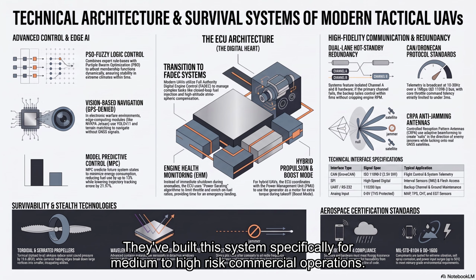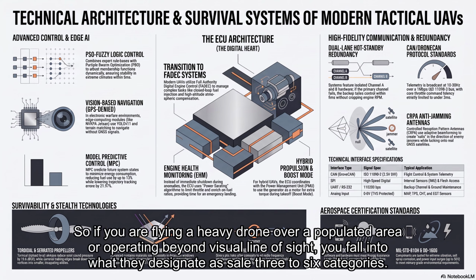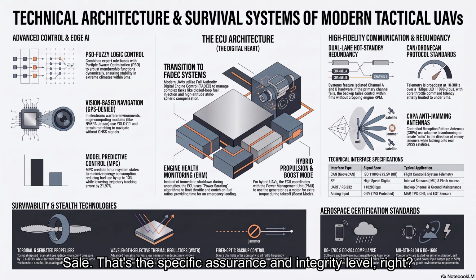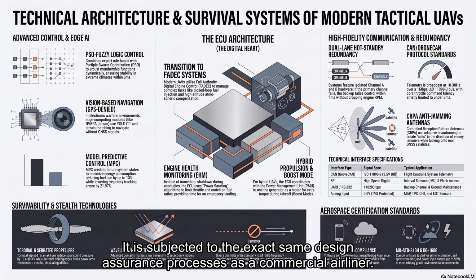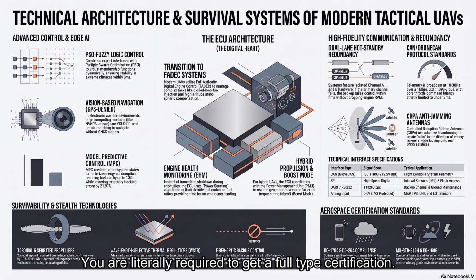All right. They've built this system specifically for medium to high-risk commercial operations. So if you are flying a heavy drone over a populated area or operating beyond visual line of sight, you fall into what they designate as SAIL 3 to 6 categories. SAIL, that's the specific assurance and integrity level, right? Yes, and if you hit those higher SAIL levels, the drone doesn't just get a quick safety check by a guy with a clipboard. It is subjected to the exact same design assurance processes as a commercial airliner. You are literally required to get a full type certification.